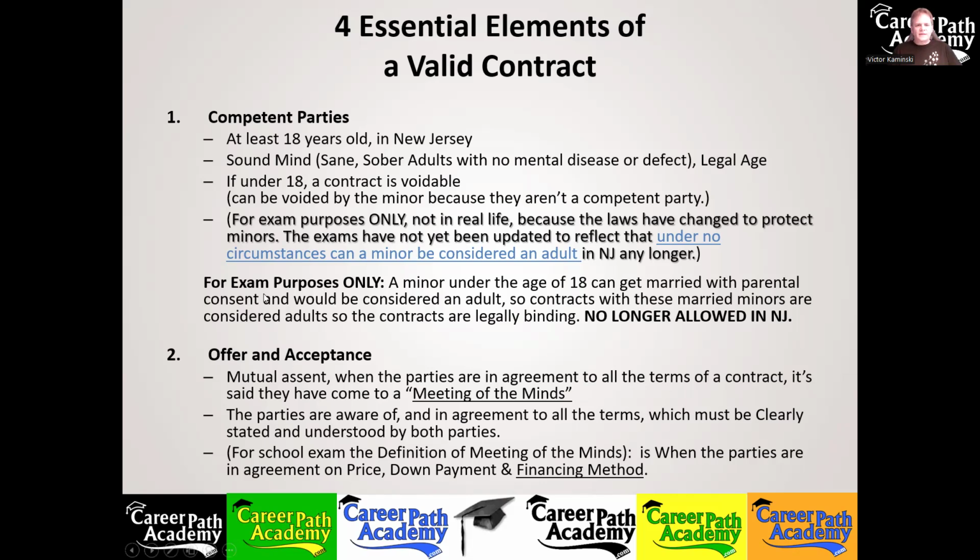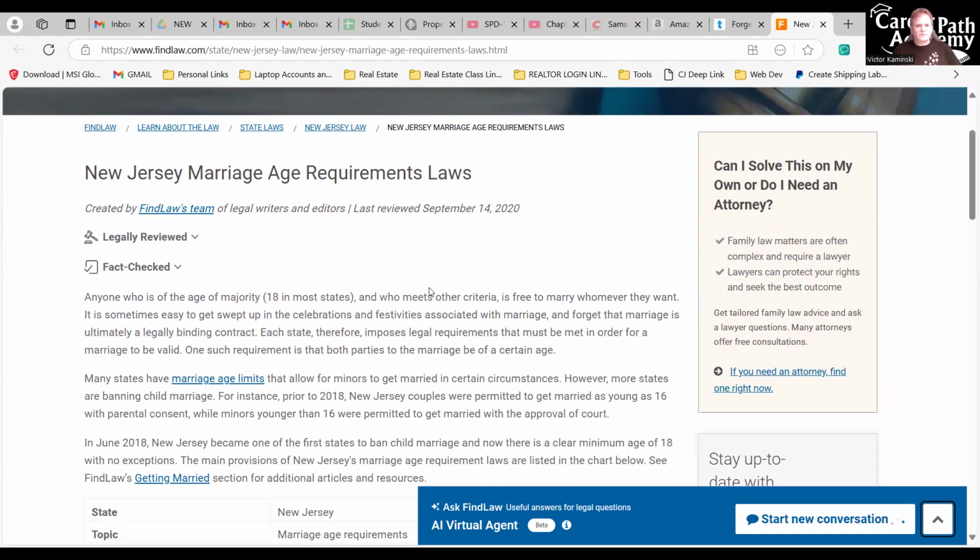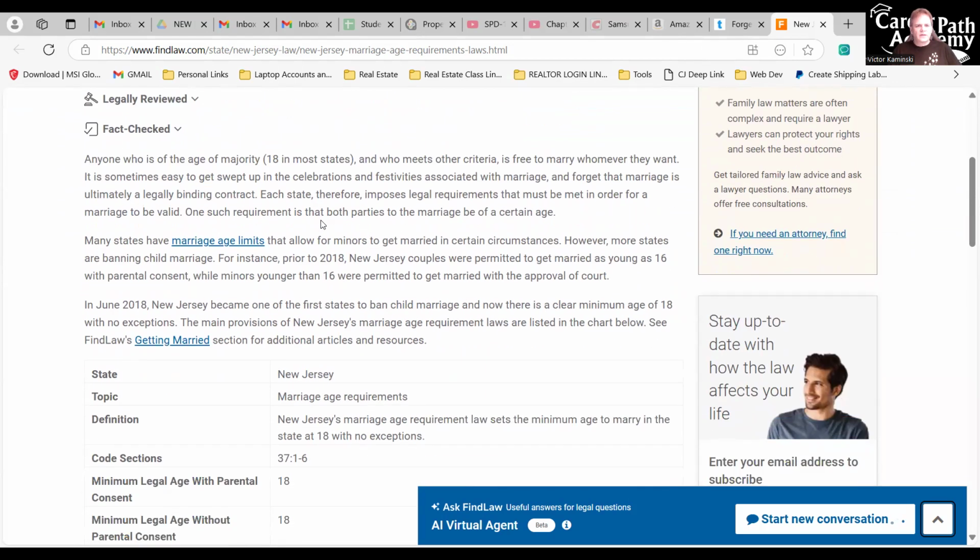And because, look, under no circumstances can a minor be considered an adult in New Jersey any longer in real life. And I'll show that to you right now. I'll just click on that. We could go to the link on FindLaw. And here's one, for example. This actually happened in September. Okay, this was last reviewed or updated September 14th, 2020.